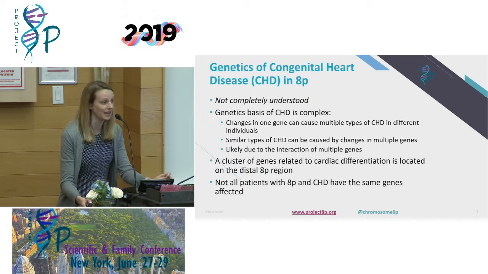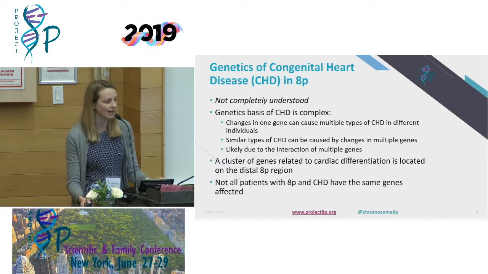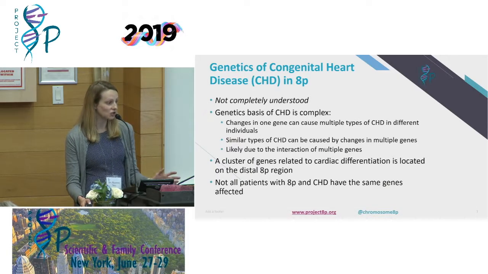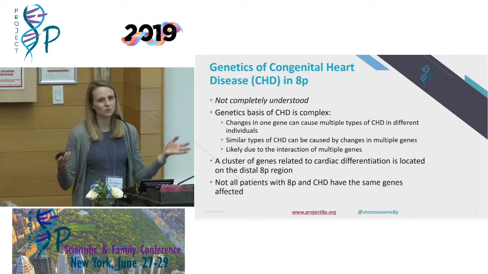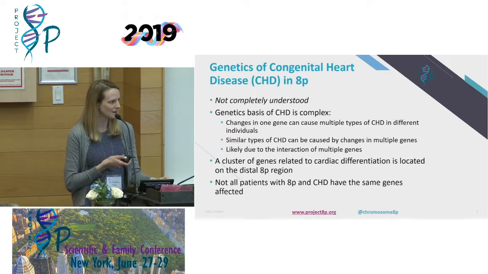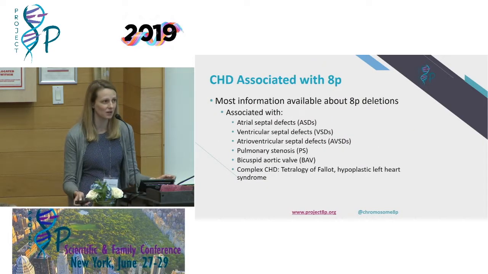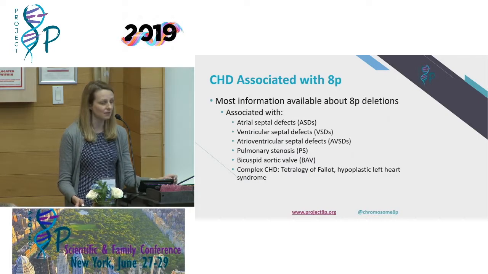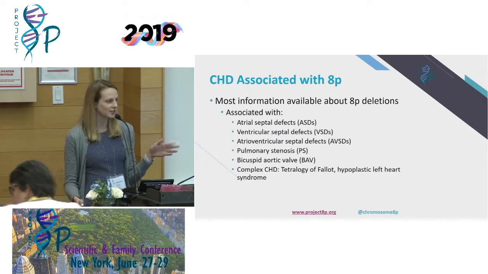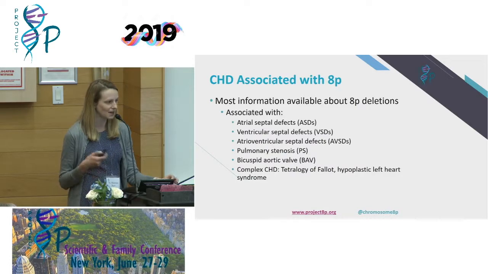We do know in terms of 8P that there's a cluster of genes related to cardiac differentiation, which just means how the heart forms really early in the fetus. There's a cluster located on 8P of these genes that are important for normal heart development. But not all patients with 8P and congenital heart disease have the same genes affected. So even within this rare condition, there are differences in the genetic causes. Most of the information available in the literature for 8P is focused on 8P deletions, and those are associated with a variety of different congenital heart diseases, and I'm going to go through some of these specific types a little later in the talk.